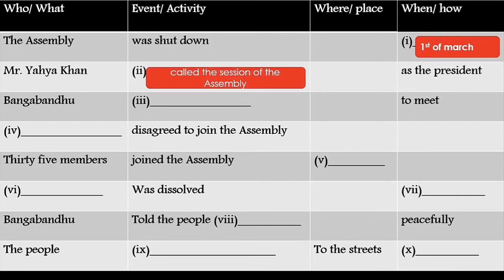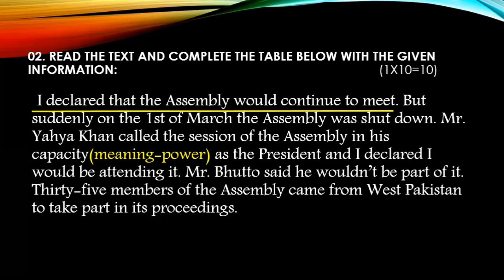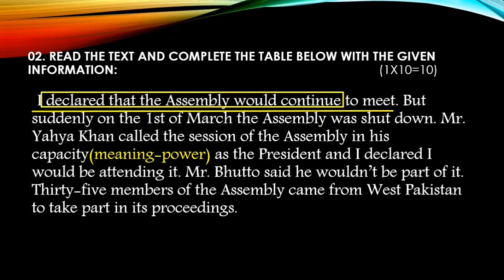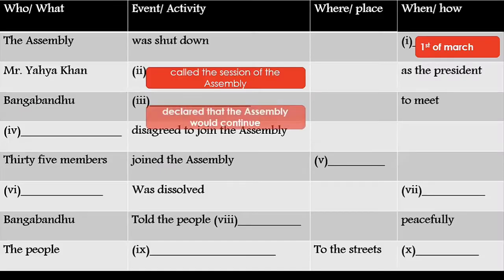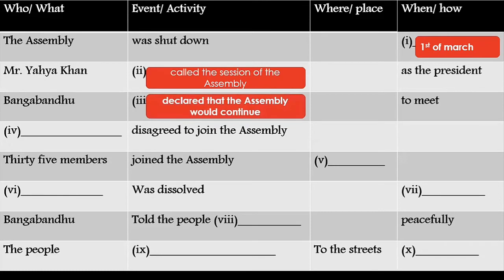Number 3, the subject column, we have Bongo Bondhu, and he did something, how to meet or when. So he did something to meet. What he did? I declared that the assembly would continue to meet. Here I means Bongo Bondhu Sheikh Mujibur Rahman. What he did? He declared. What he declared? That the assembly would continue to meet. So to complete the sentence, we have to take our answer in this way. Declared that the assembly would continue to meet.